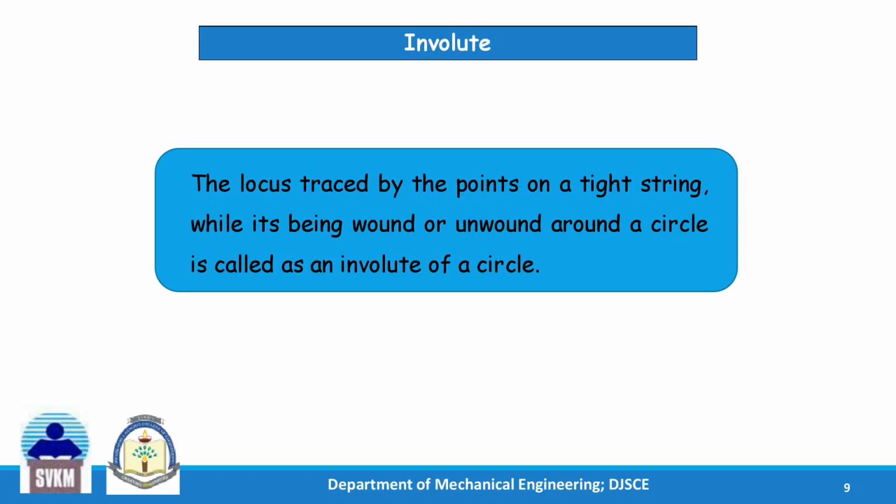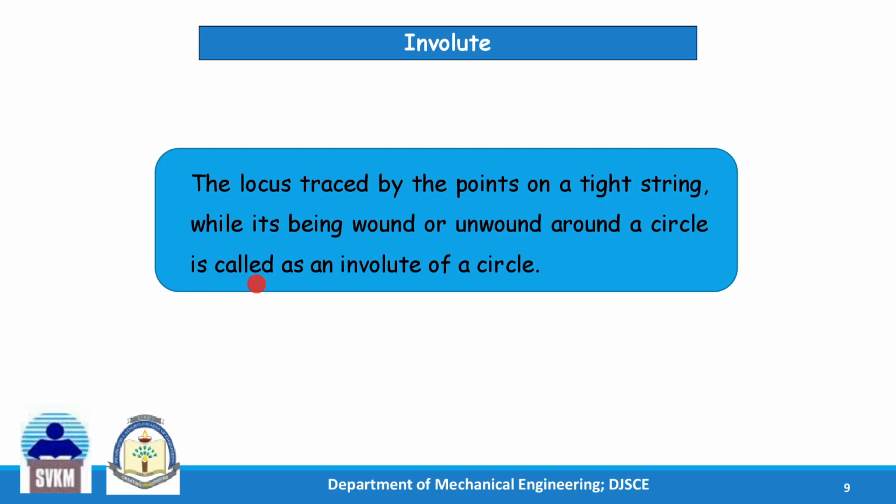Next curve is involute. The involute is defined as the locus traced by the points on a tight string while it's being wound or unwound around a circle. So that is the involute, the locus of the points traced on a tight string. The string is tight, and the points on the string will trace the curve, that is called as involute, when that string is either wound or unwound around a circle.